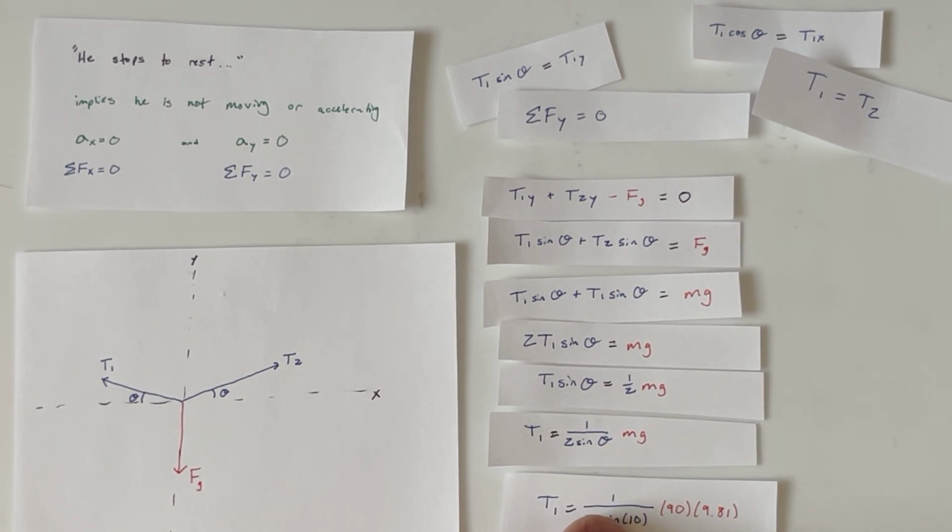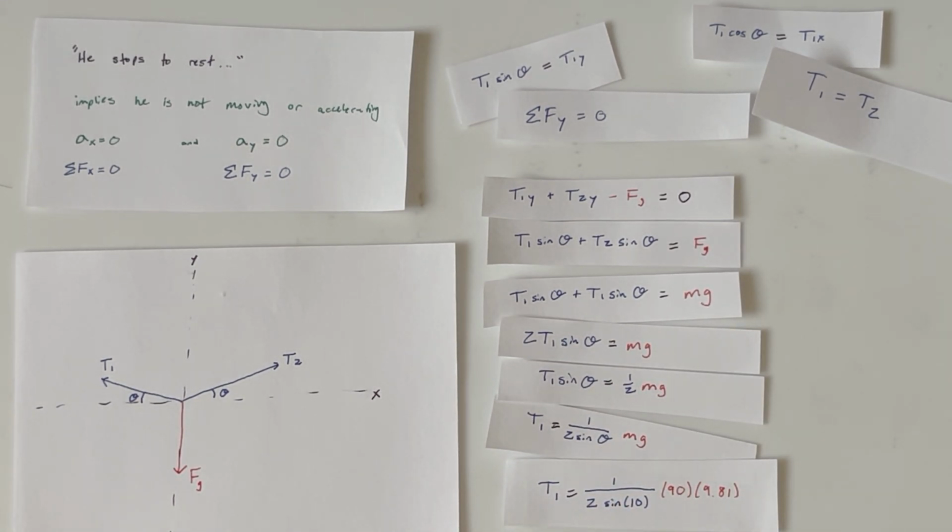Oops, it's getting a little cramped in here. Right, so we know that theta is equal to 10 degrees. Make sure that your calculator is in degree and not radian mode. Mass is 90 kilograms. That's the mass of the archaeologist. And gravity is that 9.81 constant. So if you solve this, you're going to get that tension is equal to 2,540 newtons.